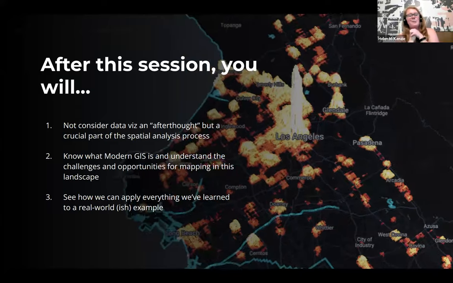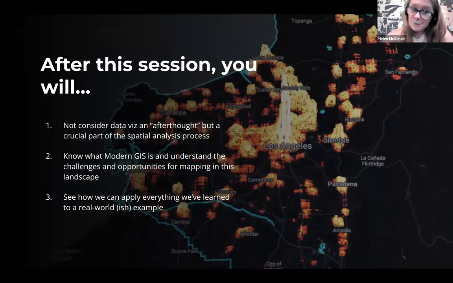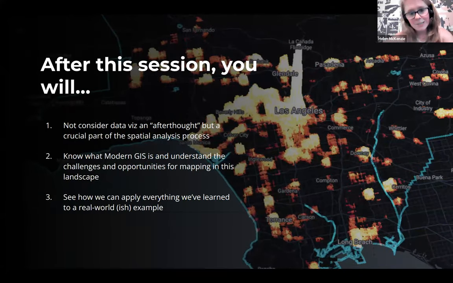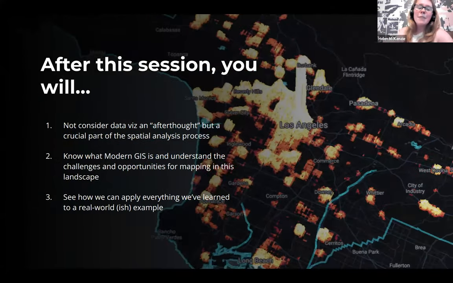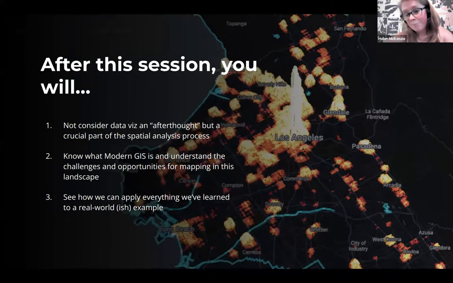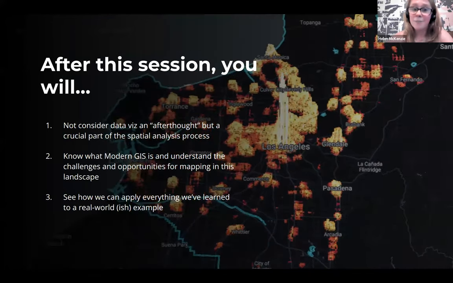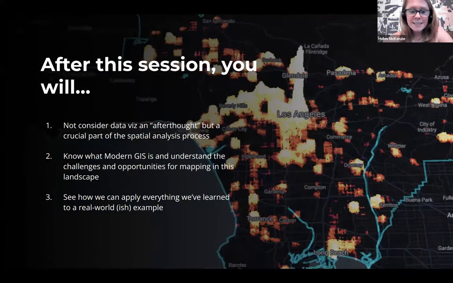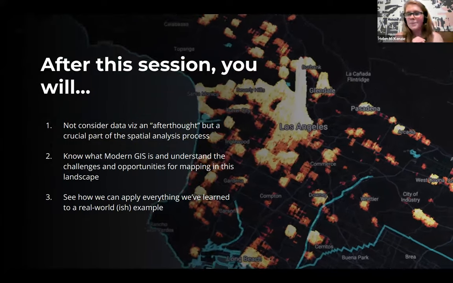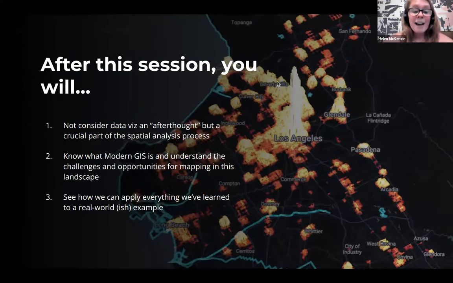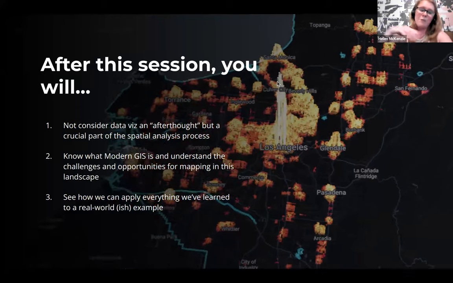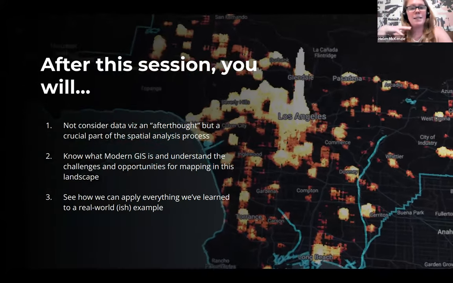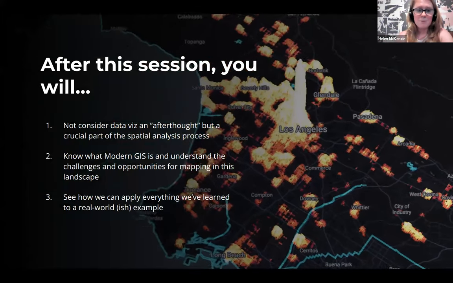So what have we got in store for today? First of all, I'd like you to come away from today's session not just thinking of data visualization as an afterthought, but thinking it's a really crucial part of the spatial analysis process that has real value and something you should dedicate real time to. Secondly, we're going to talk a lot about what modern GIS is and understand the challenges and opportunities for mapping within this context. And then finally, we're going to jump away from these slides and jump into a real world-ish example and see how we can use data visualization to solve some real world problems.